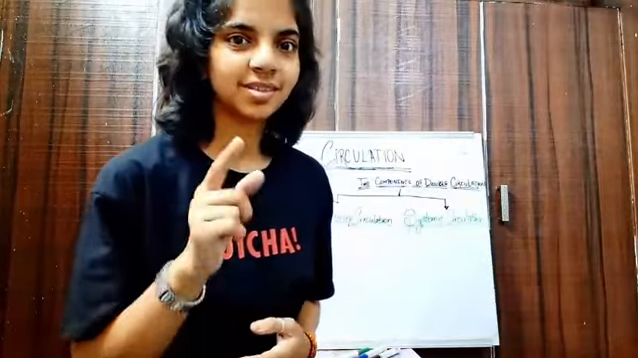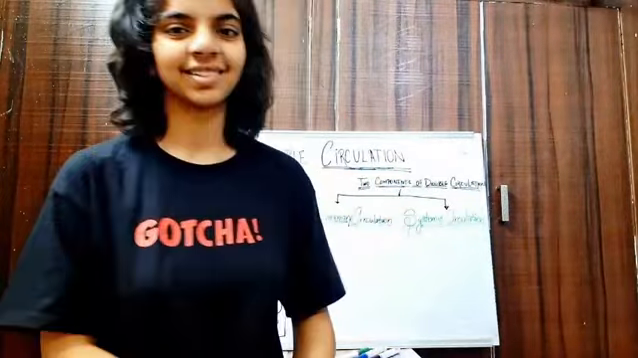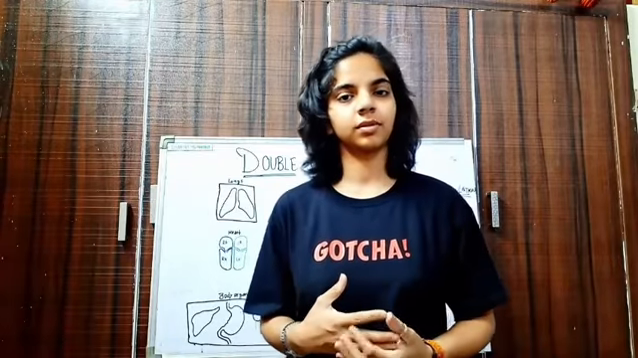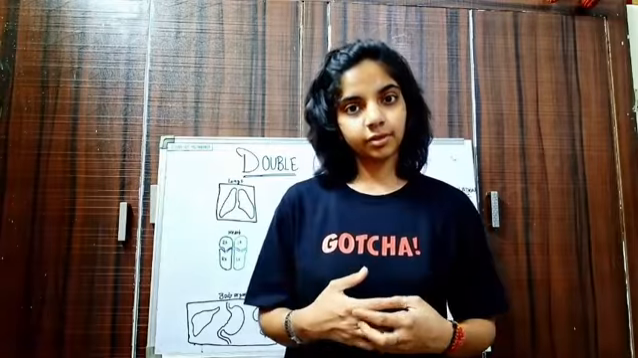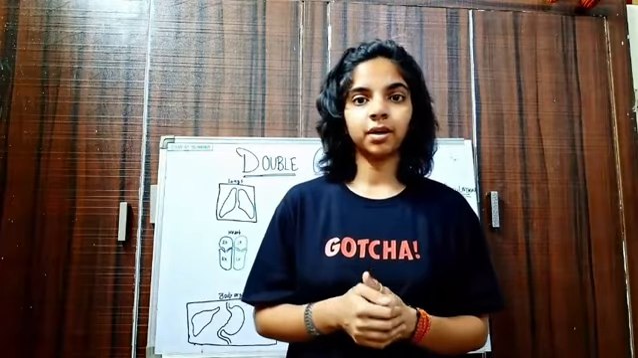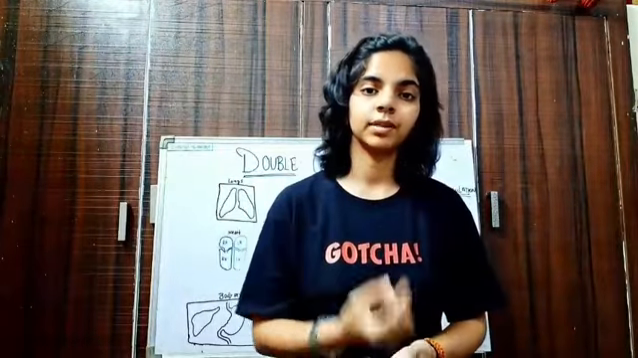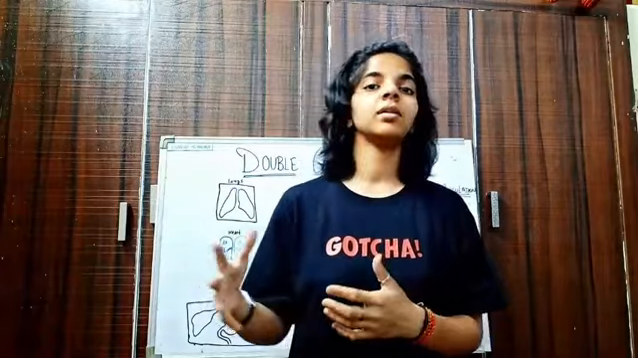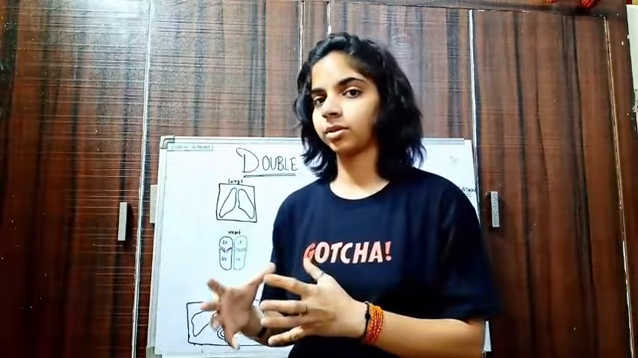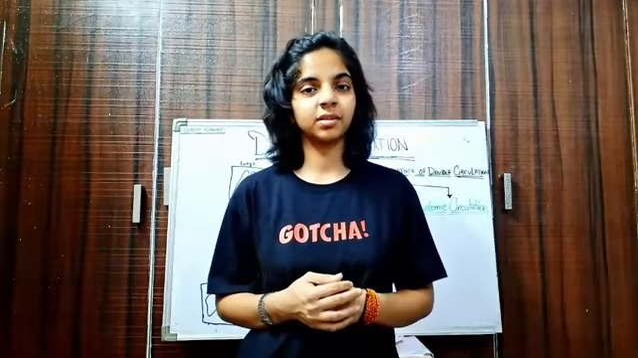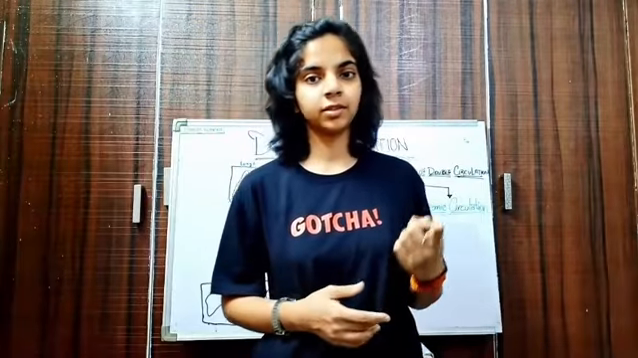Today I am going to discuss one very important topic of class 10th biology, and the topic is double circulation. So let's begin. First of all, we need to understand what double circulation is. Double circulation is a process in which the blood circulates and passes through the heart twice to complete one circulation. This happens in order to avoid the mixing of oxygenated blood with deoxygenated blood. And this double circulation process is present in warm-blooded animals like mammals and birds.